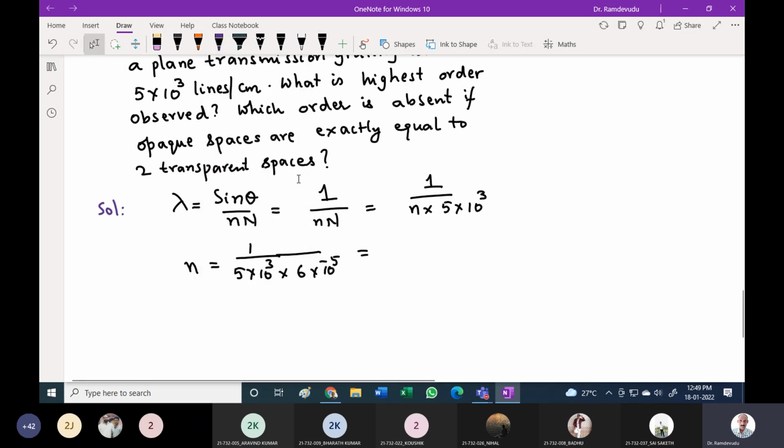What is the highest order? 3.3. So I should write n equal to 3. Now, which spectra is absent?